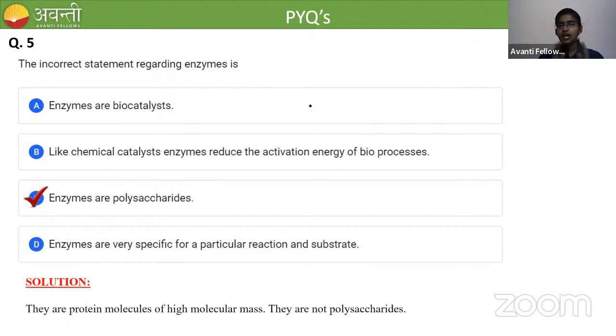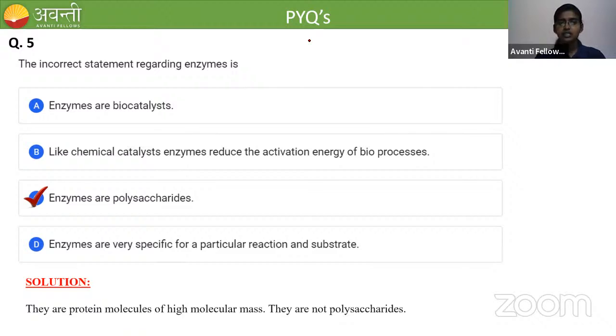So enzymes are actually proteins. Enzymes are actually proteins of high molecular mass. Okay, they are not polysaccharides. Polysaccharides come under carbohydrates, right? So enzymes are not carbohydrates. Enzymes are actually protein molecules. Okay, that is the incorrect statement.